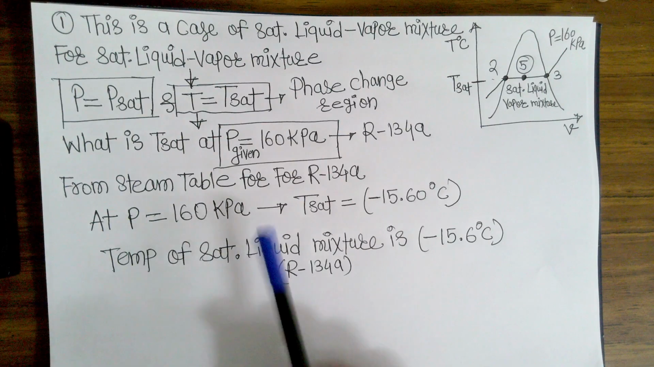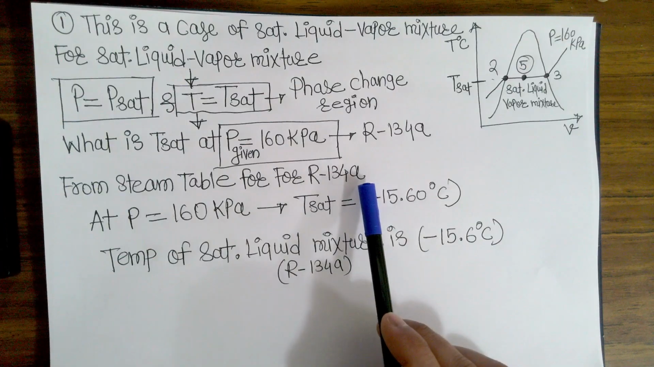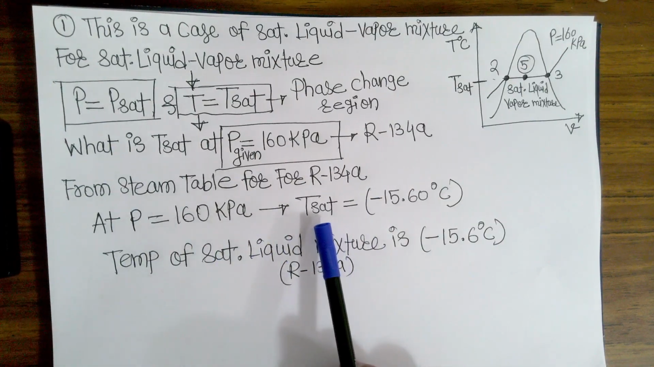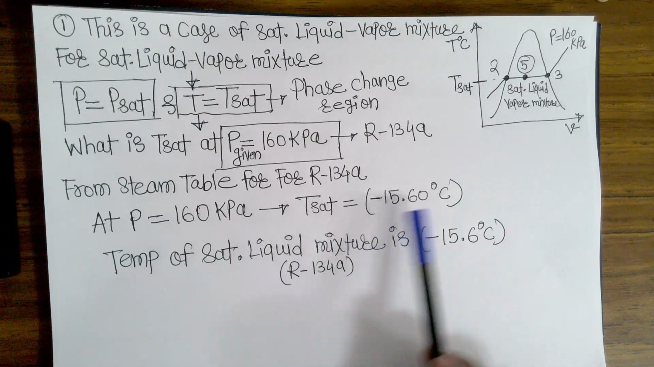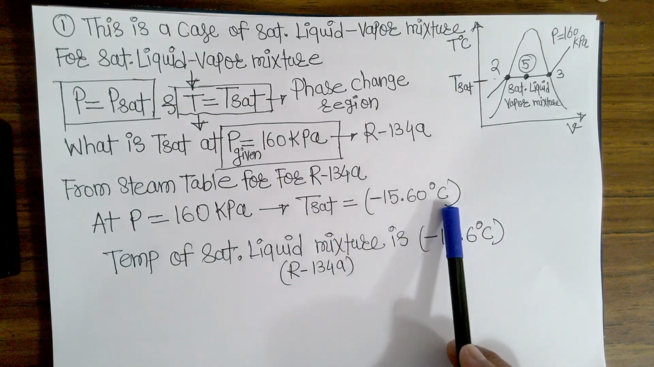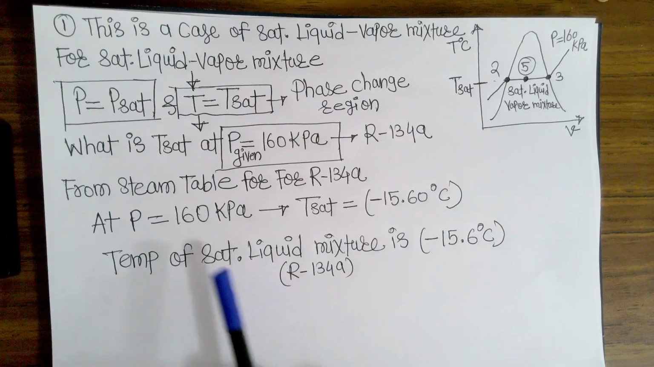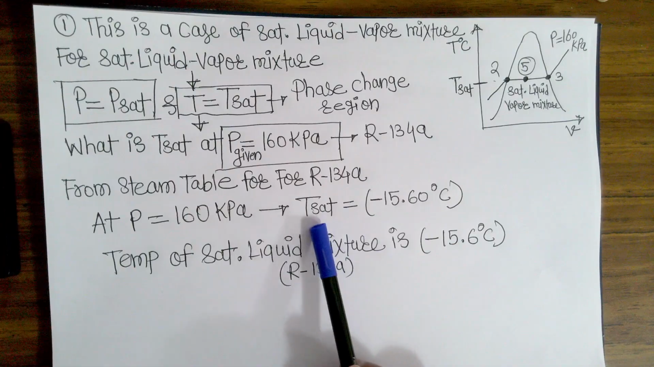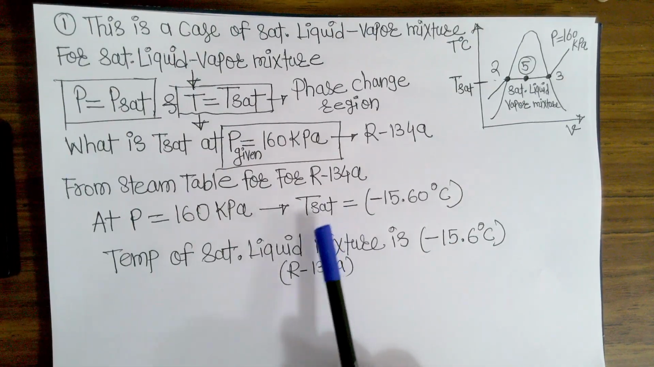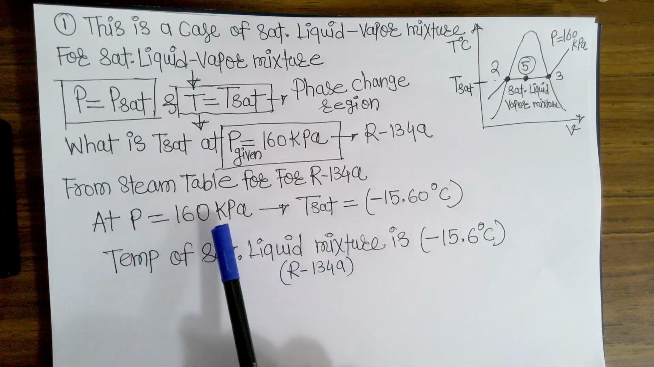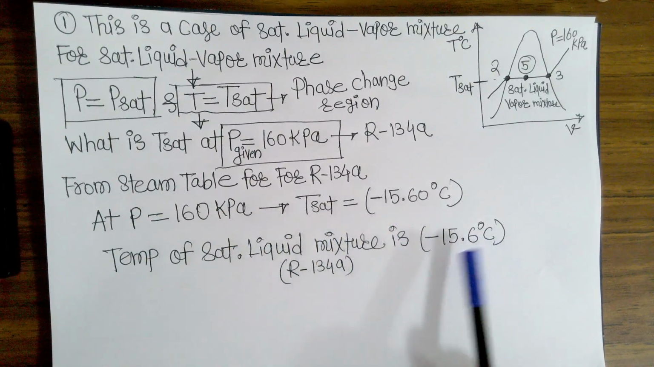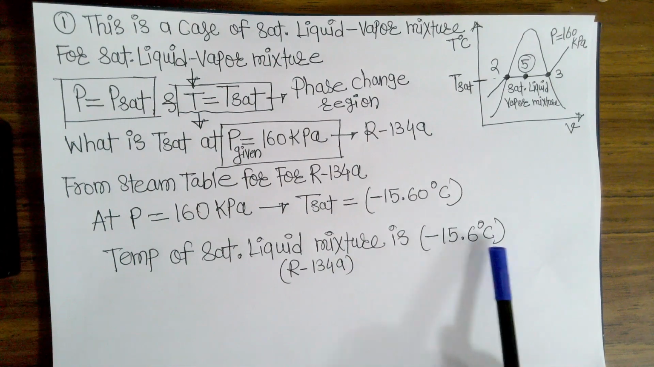So from property table of R-134a refrigerant, at a given pressure of 160 kilopascal, the saturation temperature is minus 15.6 degrees Celsius. As this refrigerant is a saturated liquid vapor mixture, its temperature is equal to saturation temperature. So at a given pressure of 160 kilopascal, the temperature of refrigerant is equal to minus 15.6 degrees Celsius.